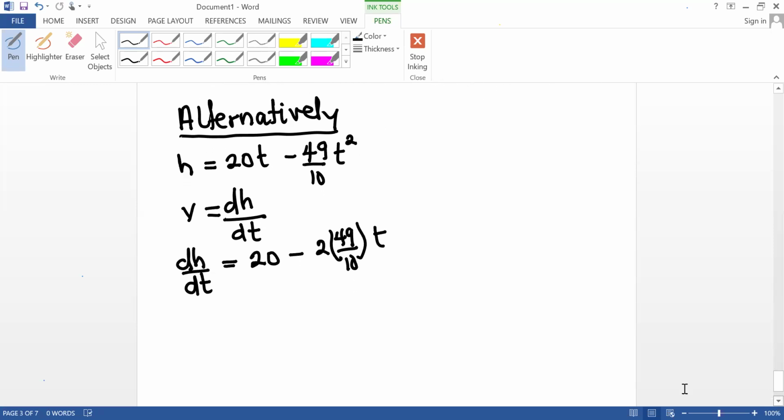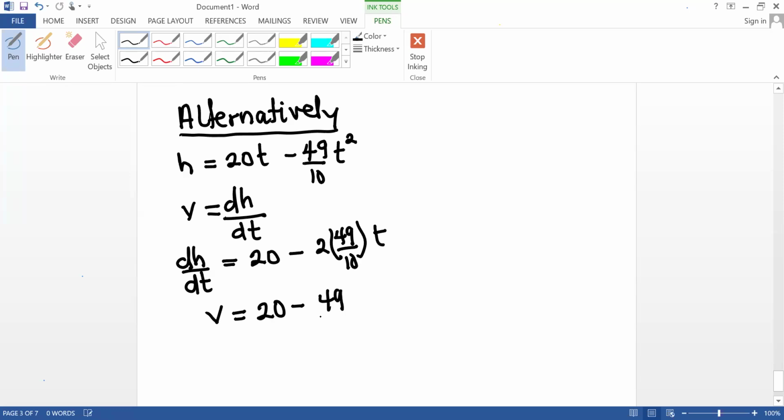At your level, you may not be so familiar with it. So this is the velocity equation. The velocity equation is 20 minus 49 over 5 t. At the maximum height, the velocity is 0.